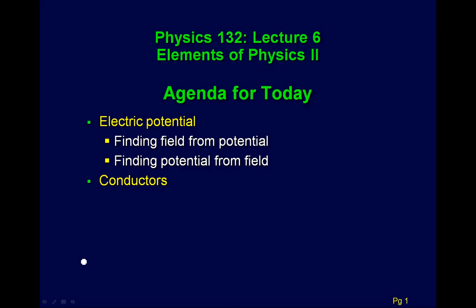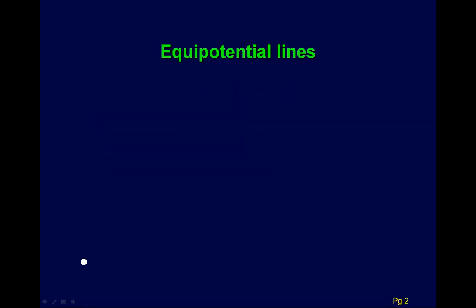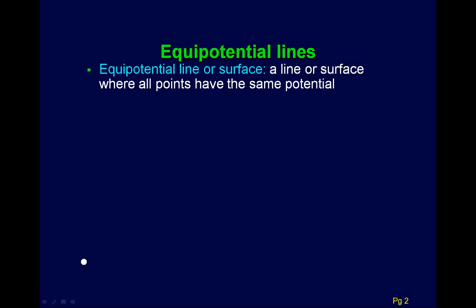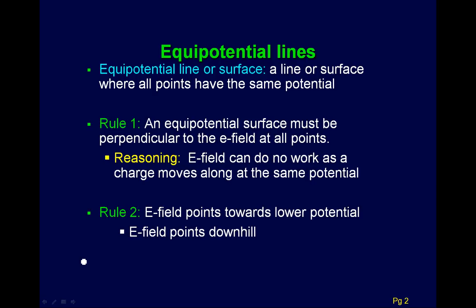So we're going to finish our discussion of electric potential by talking about how we can connect the electric field to the electric potential. One way we'll do this is to use what's called an equipotential surface or line. This is a line or a surface where all the points have the same potential. And there are two rules about how you can connect these equipotential surfaces to the electric field.